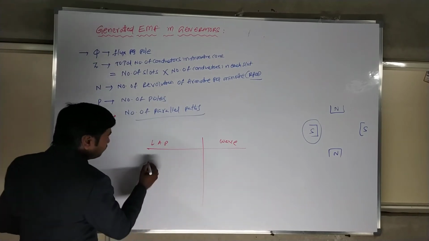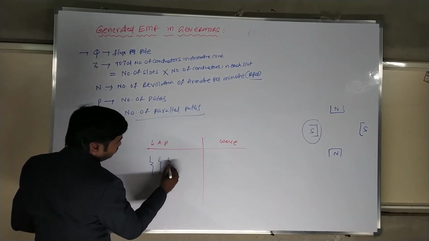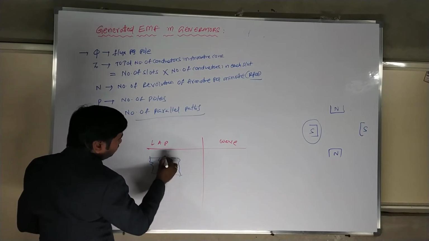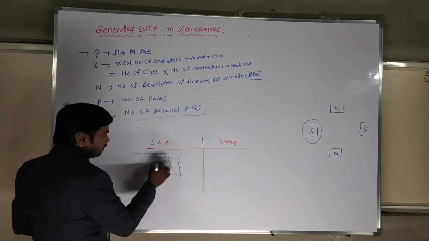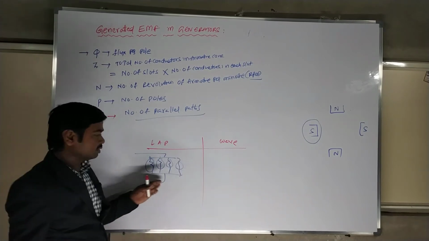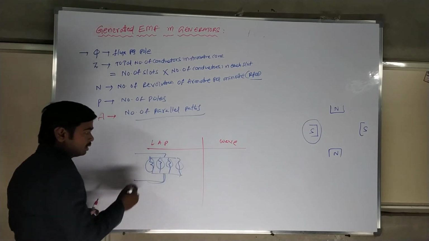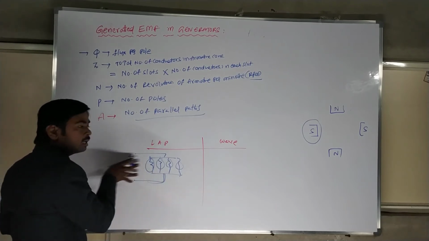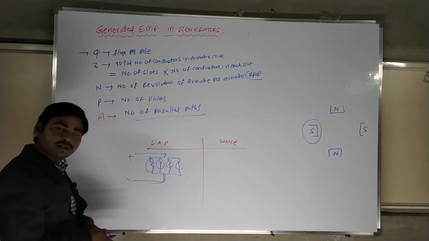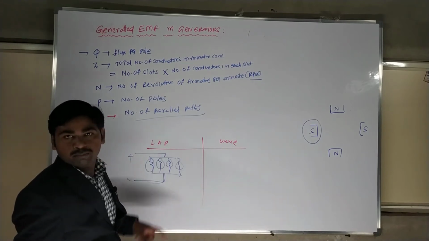The number of parallel paths is like this: 4 parallel paths. This is called each parallel path. In lap winding, the number of poles equals the number of parallel paths. So the EMF we can collect is across a parallel path. Always we collect the EMF across a parallel path.